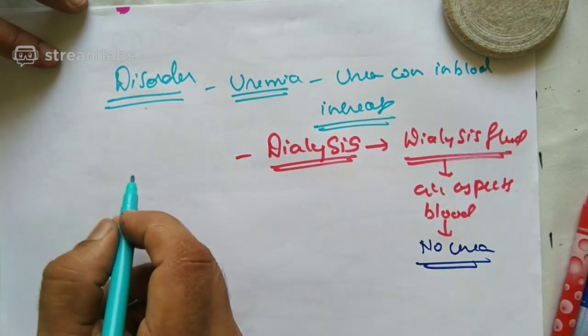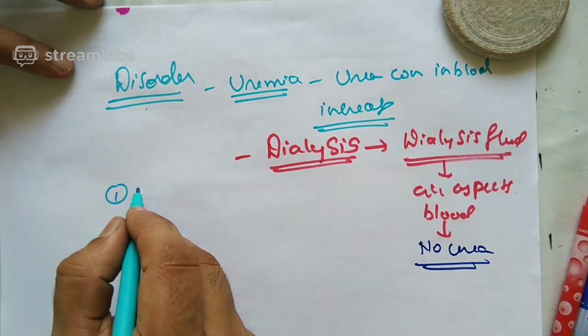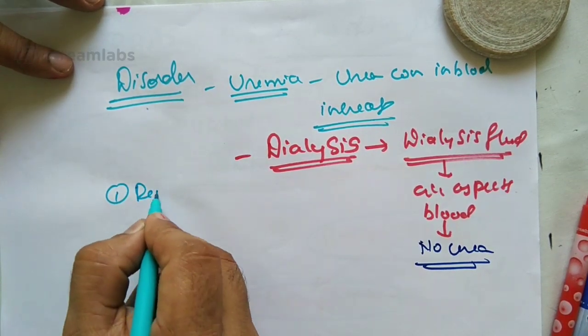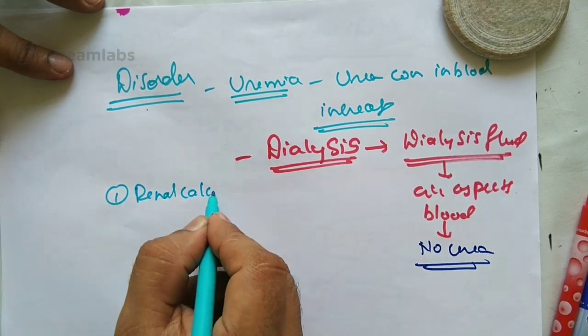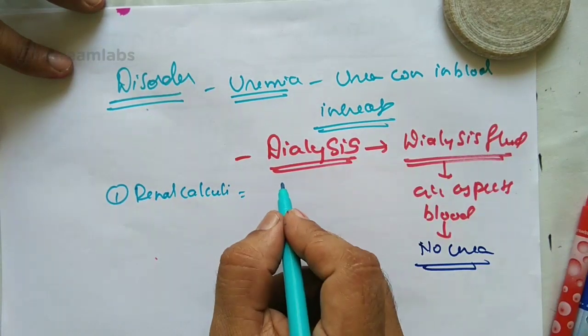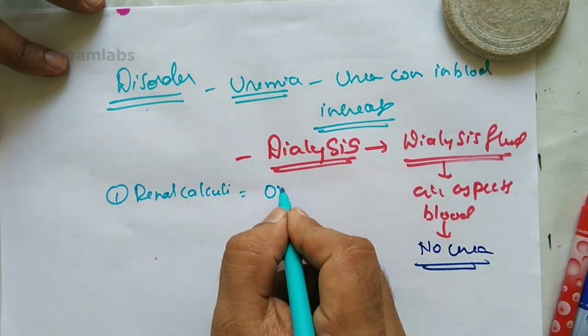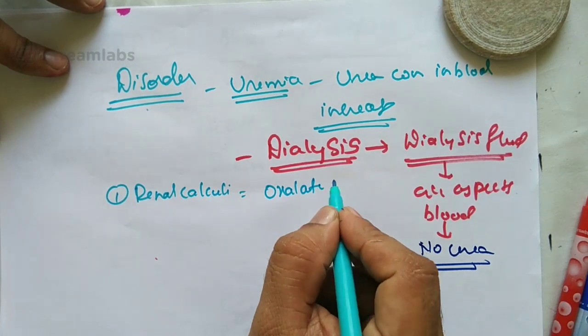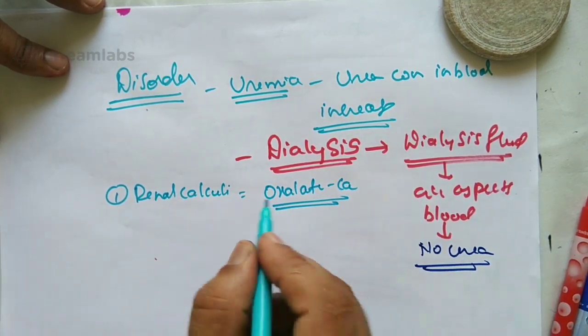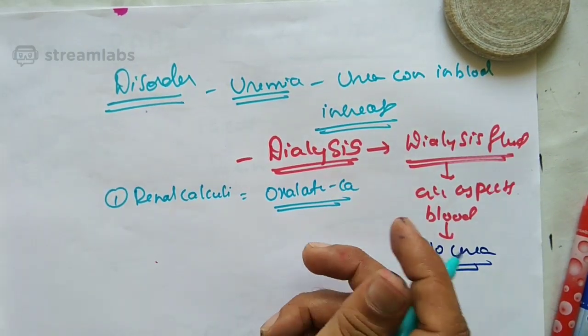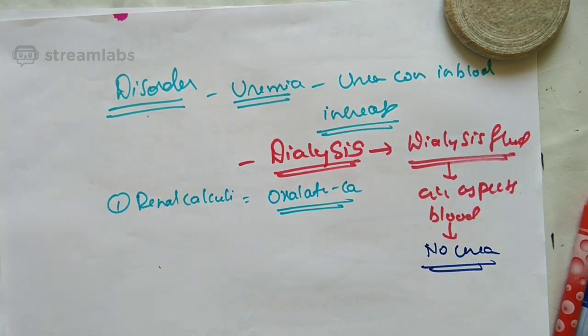In addition to that, one more disorder is called renal calculi. And renal calculi is because of, tell me, oxalates of calcium. And it's also called kidney stone. And the last one is glomerulonephritis. Glomerulonephritis is the inflammation of the glomerulus.